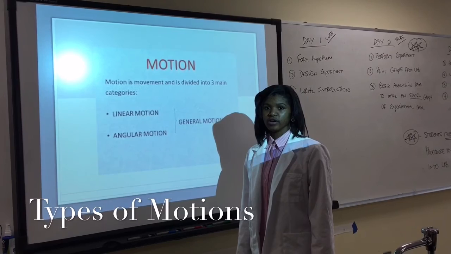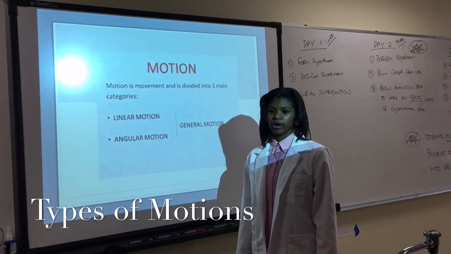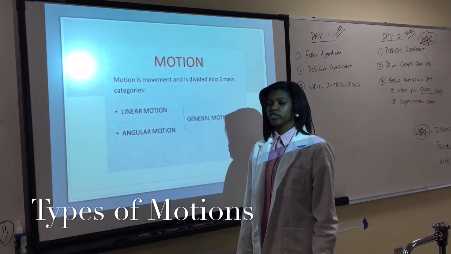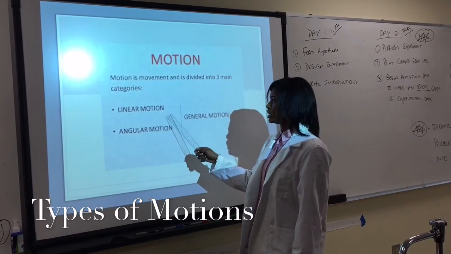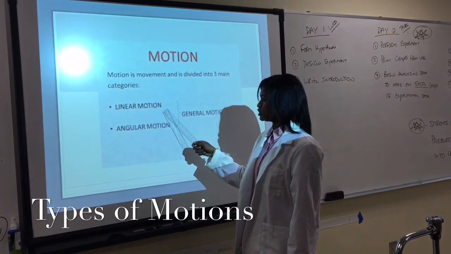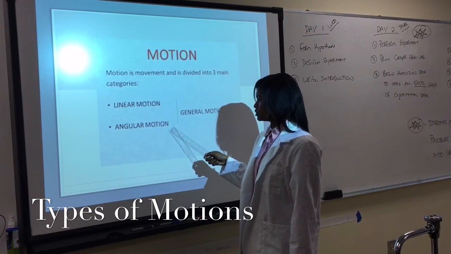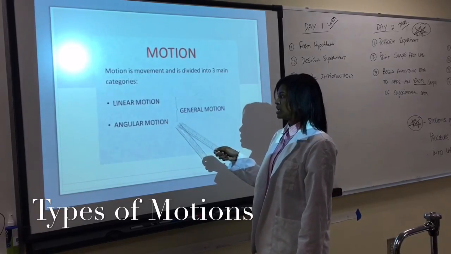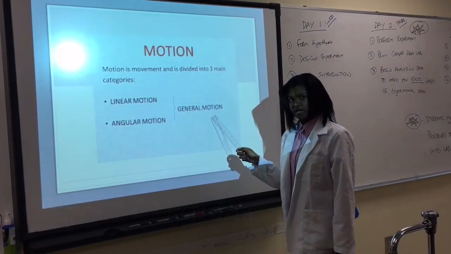Before we head out to the fields and discuss pitching and throwing, I want to start off by saying the movements of an object can be classified in 3 different ways. Linear motion is in a straight line, angular motion can be at an angle, and general motion is a combination of the two, which can be in any direction.